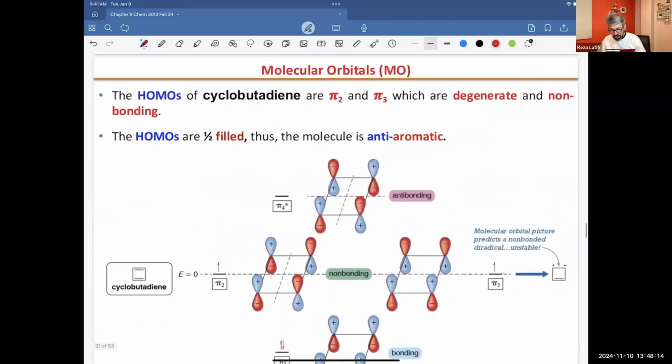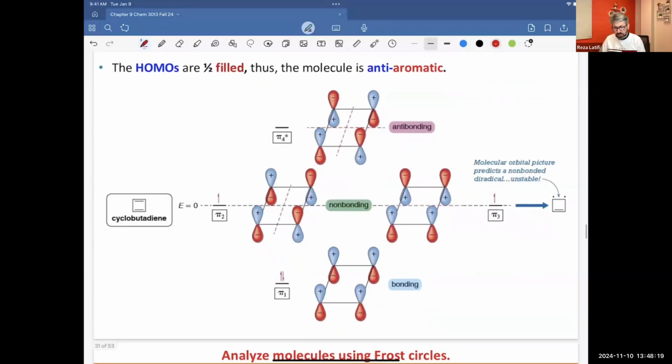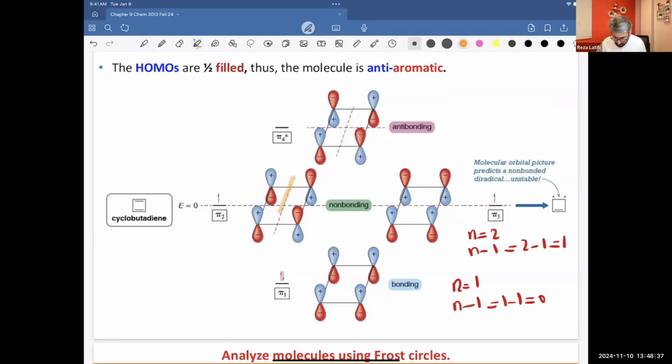Now, let's look at cyclobutadiene. Cyclobutadiene has two pi bonds. The first pi bond doesn't have any node, and n is 1, so n minus 1, 1 minus 1, no node, 0. In this case, n is going to be 2, n minus 1, 2 minus 1, I have one node. Where can I put the node? I can put the node here crossing two bonds, or in this case, perpendicular to the first one. So I get two pi bonds that have the same energy.